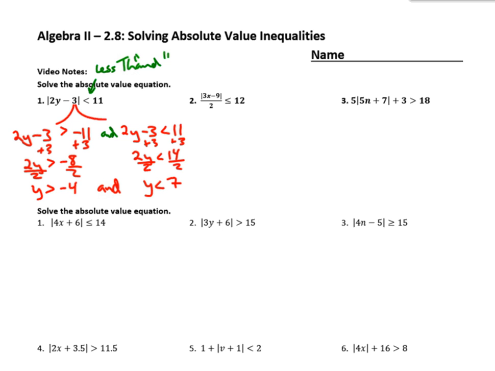So now I want to think, are there numbers that are bigger than negative 4 and less than 7? And there certainly are. There are a ton of them. An infinite number, in fact. And so I got good answers there.